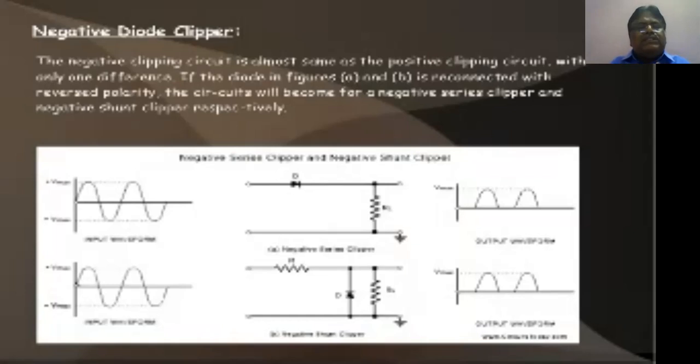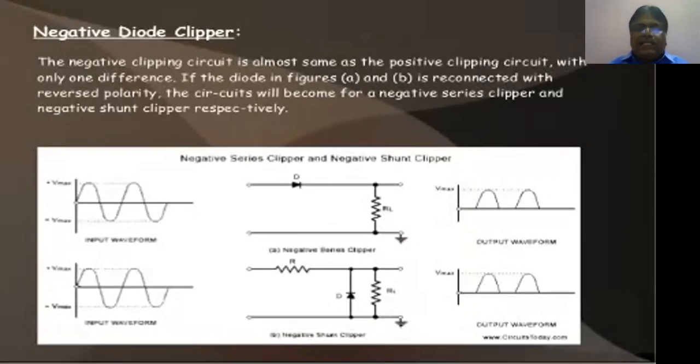So please practice the positive series clipper. Automatically you can learn the negative diode clippers. Only the diode will change, that's all. Once you understand the positive diode clipper, automatically you will understand the negative diode clipper. Why? Because you only change the polarities of the diode, and you get the negative diode clippers.